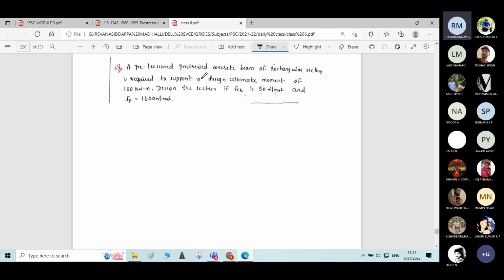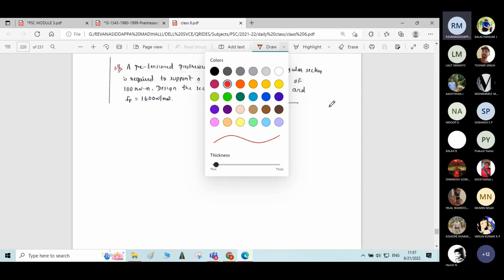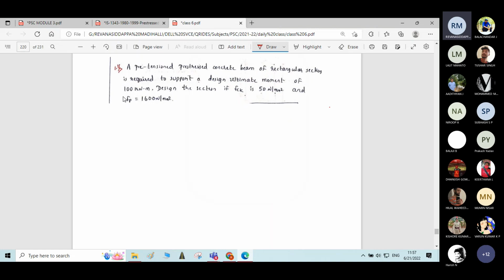A pre-tension pre-stressed concrete beam of rectangular section is required to support a design ultimate moment of 100 kN. Okay. The total moment acting on the beam is given. Design the section if FCK is equal to 50 Newton per mm square and FP, characteristic strength of pre-stressing steel, is 1600 Newton per mm square. Okay, let us see how to design the section. Solution.